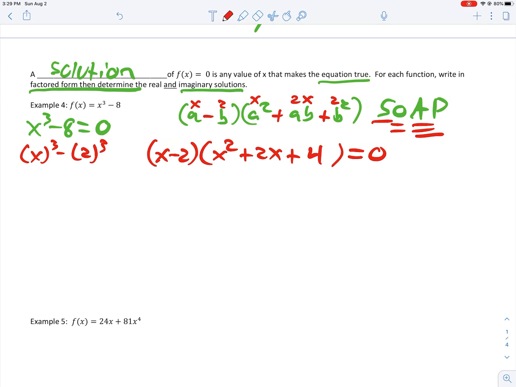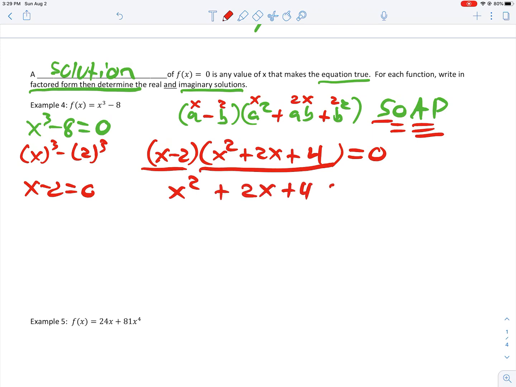So that's basically what we just did on the front side. That's all the front side. So now we're going to go a couple steps further. We're going to set each factor equal to 0, because we talked about this. The only way to multiply 2 expressions and their product be 0 is one of them has to be 0. So either x minus 2 equals 0, or x squared plus 2x plus 4 is equal to 0. I don't know which one, but one of them's got to be 0.